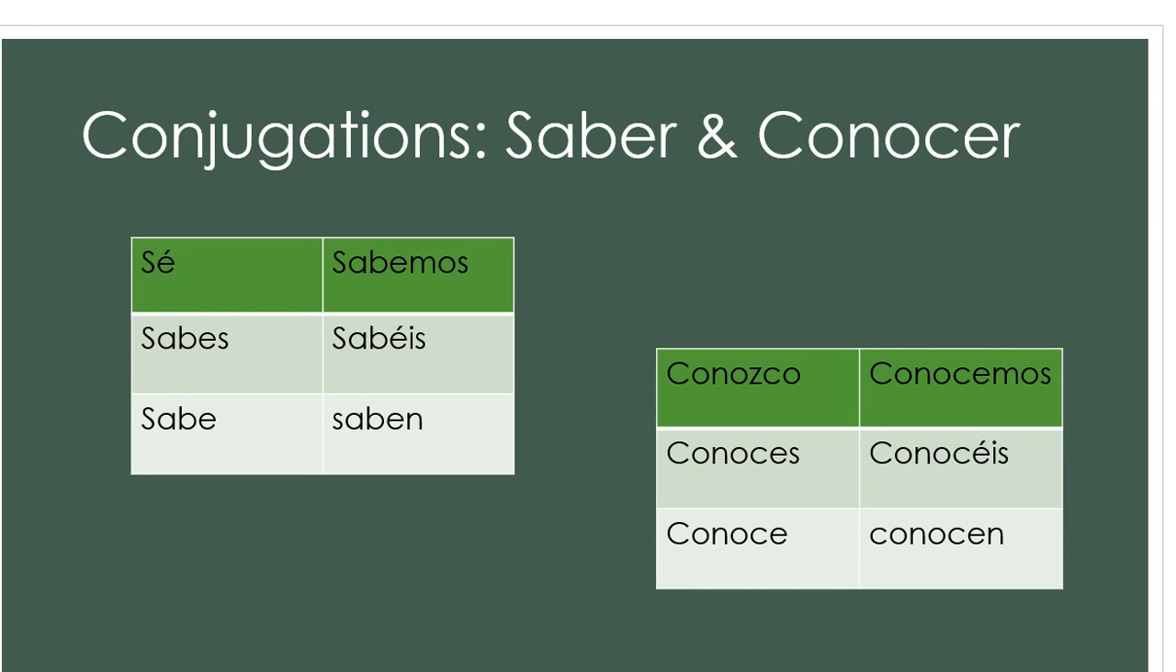Here are some of the conjugations. The first things that I want you to notice are the yo forms of both of these verbs. This obviously is the verb saber, and over here you've got the verb conocer. Notice the irregularities in the yo forms. I suddenly have a z, conozco, in my verb conocer, and then saber is just completely irregular. It's sé, with an accent. All of the other conjugations, sabes, sabe, conoces, conoce, are completely regular.